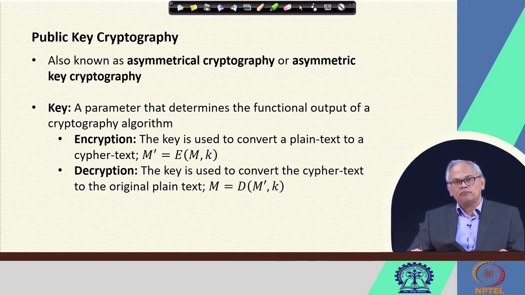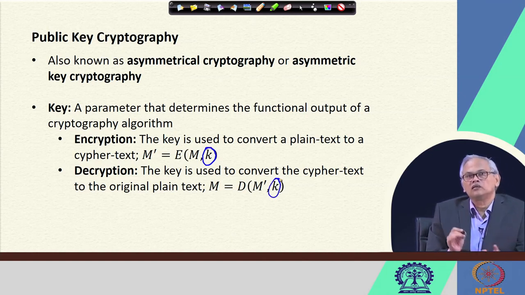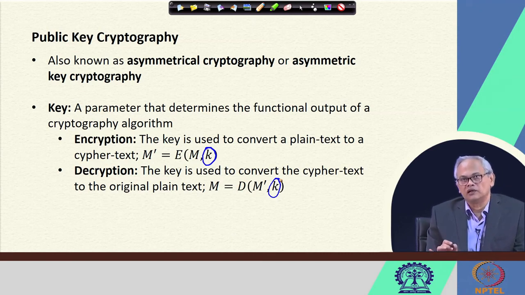What is a key? A key is a parameter that determines the functional output of a cryptographic algorithm. In encryption, the key is used to convert plain text to cipher text, and in decryption, the key is used to convert the cipher text back to the original plain text. Here we have deliberately mentioned the same k in both, just to show the basic definition of encryption and decryption.